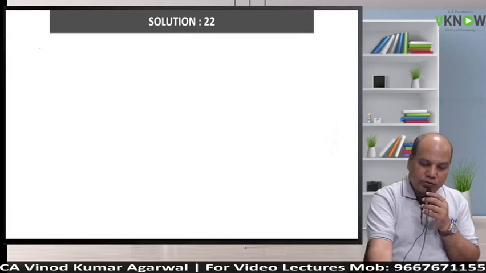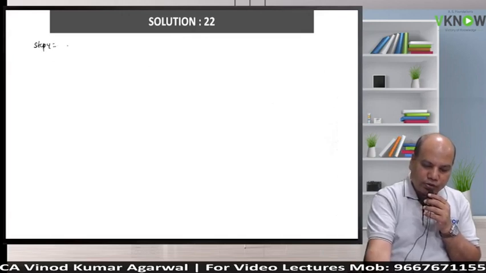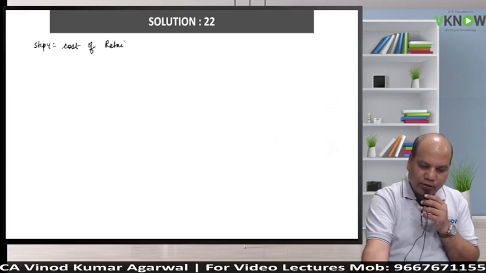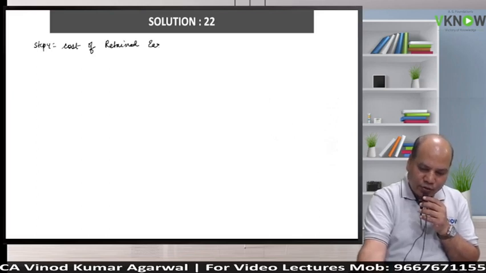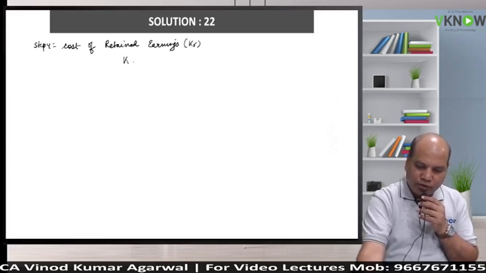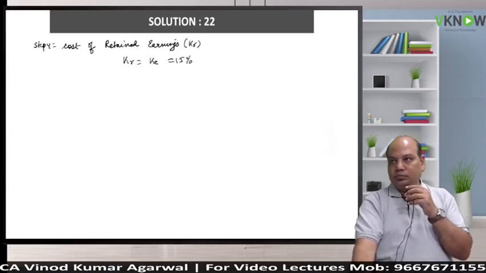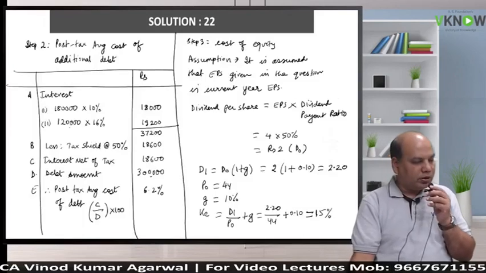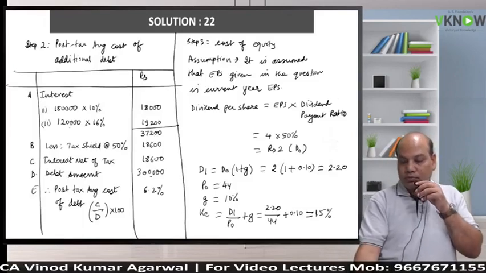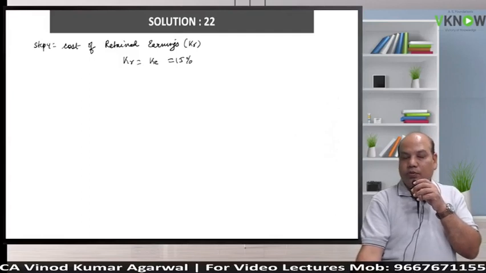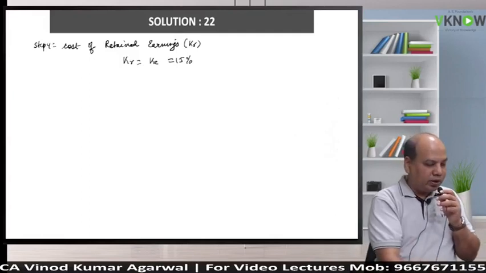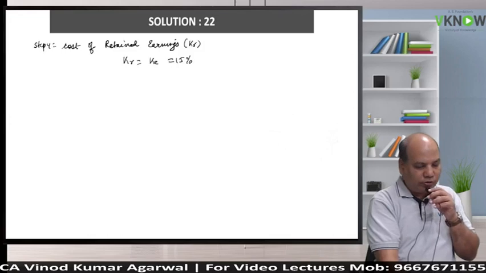And then we write down step 4, cost of retained earning. Cost of retained earnings Kr is equal to Ke, the same 15%. Is the answer 15% right? So cost of retained earning will also be 15%. So it completes my third question, cost of retained earning and cost of equity.